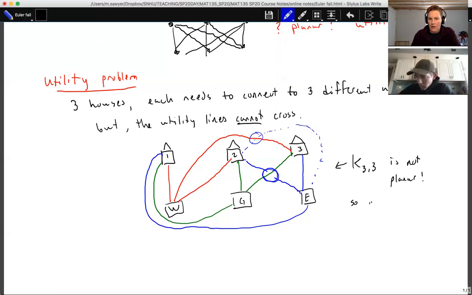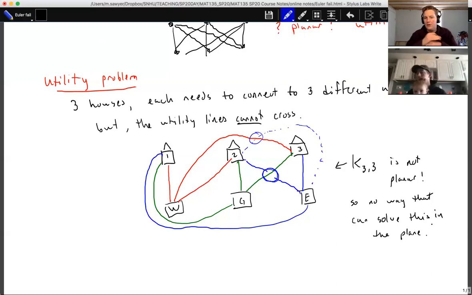So there's no way that we can solve this in the plane. If we can't solve this in the plane, this is where mathematicians started to say, well, what can we do with this? And with Euler's characteristic formula, we can still say, well, how many faces does this have? How many edges does this have? How many vertices does this have?